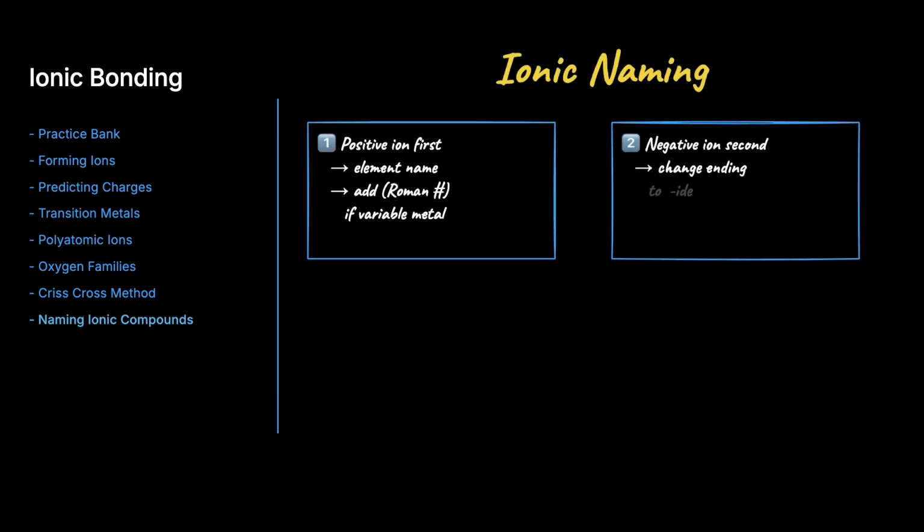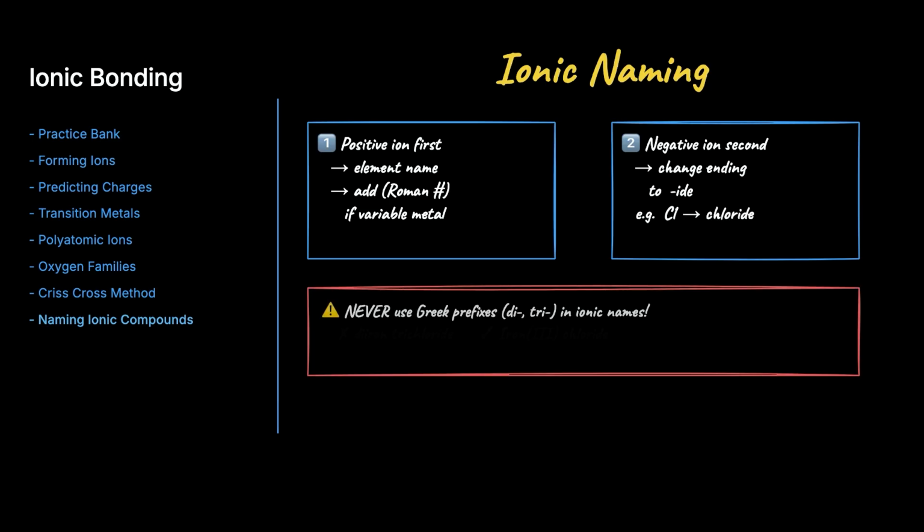You name the positive ion first using the element's name, add in a Roman numeral only if it is a variable metal, then name the negative ion, changing its ending to ide for a single element. One crucial rule: never use Greek prefixes like di or tri in ionic names.